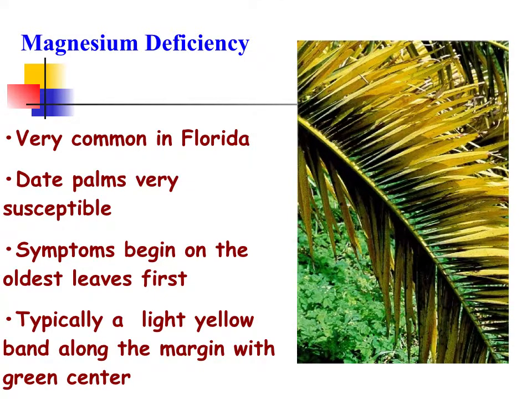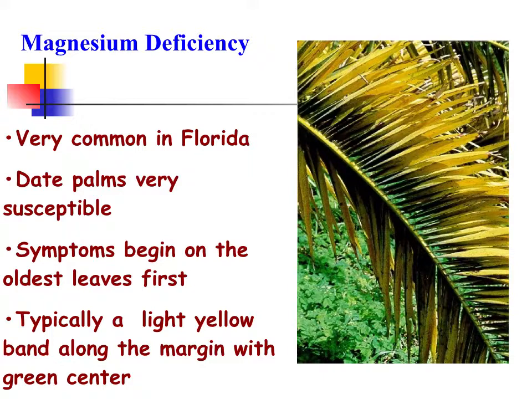Magnesium deficiency. This is very common, and when you drive around after seeing this module, you'll diagnose it all over the place, especially on our Phoenix or our date palms, especially those with the pinnate leaf form, as you can see here. This is very common in Florida, with date palms being extremely susceptible.